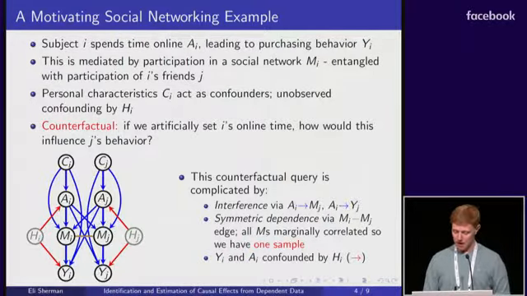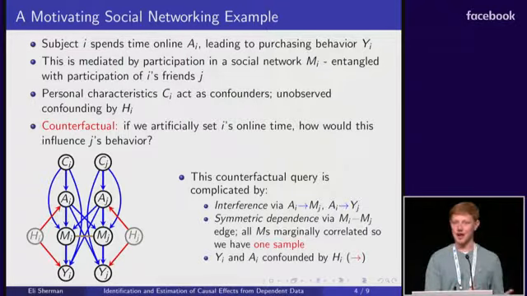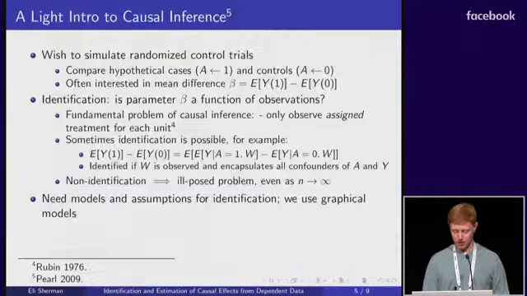And of course, this query is complicated by a couple of things. One is interference, where person I's treatment actually affects person J's outcome. Two is symmetric dependence through the social network, and because all of the participation variables in the social network are connected, are marginally dependent, it's as if we have one sample. And then finally, we have confounding, again, between the treatment and the outcome.